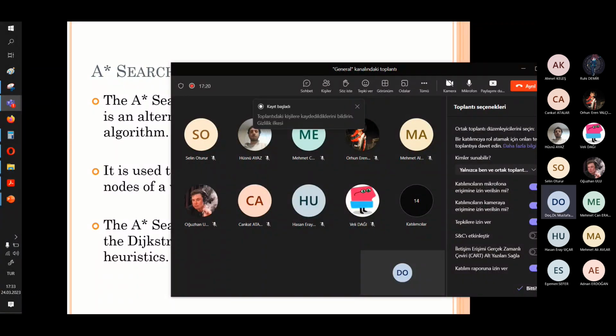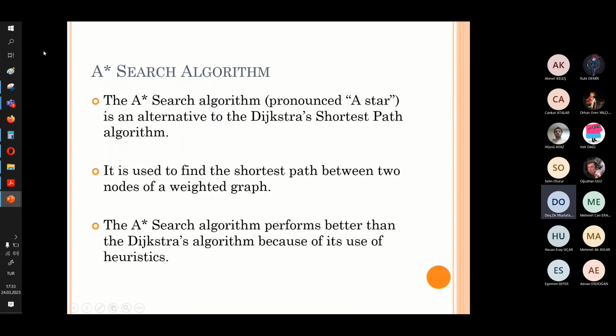Okay. Welcome all. Today I will be introducing the A-star search algorithm. A-star search algorithm is an algorithm to solve the shortest distance path problem, as Dijkstra's algorithm does. A-star can be used as an alternative to Dijkstra's algorithm.